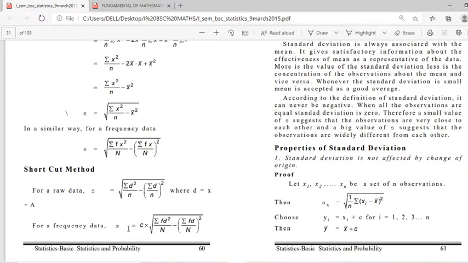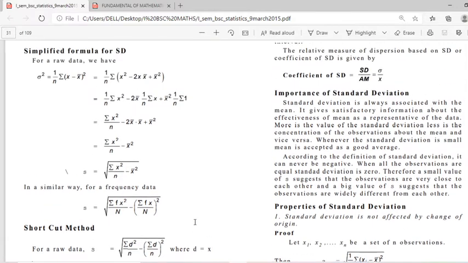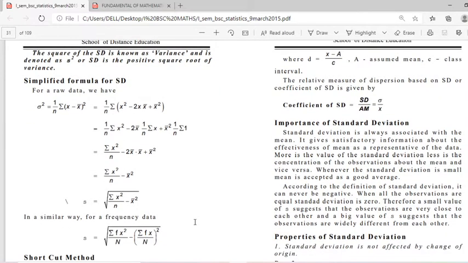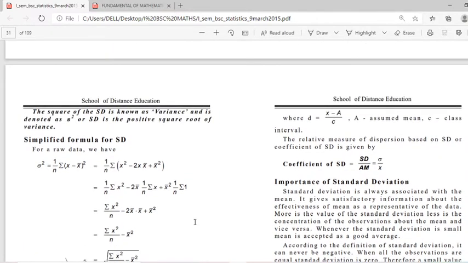And for frequency data, you can see that s is equal to c into the root of summation fi di square by n minus summation fi di by n, all square. So we will look into this expression when we do some problems. Okay.